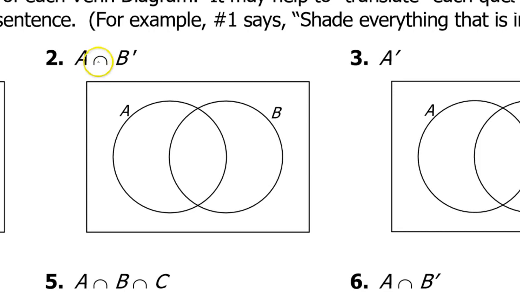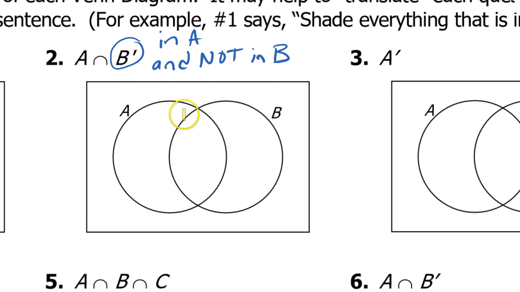All right, looking at problem number 2. This is the intersection of A and the complement of B. When we see this complement of B, sometimes we say not B. So we want everything that is in A and not in B. All right, we want everything that's in A and not in B.